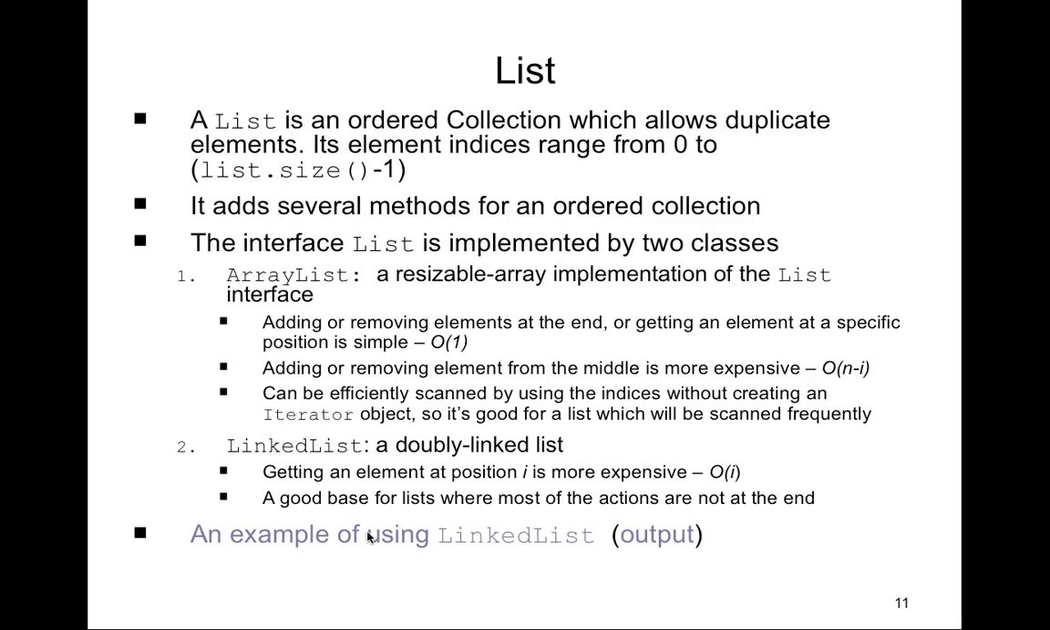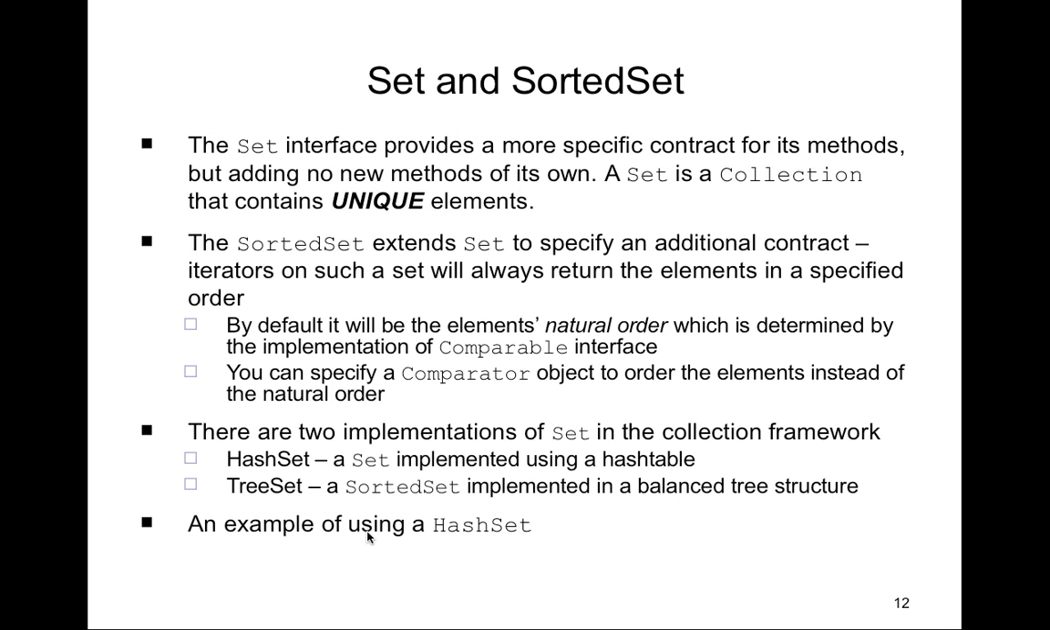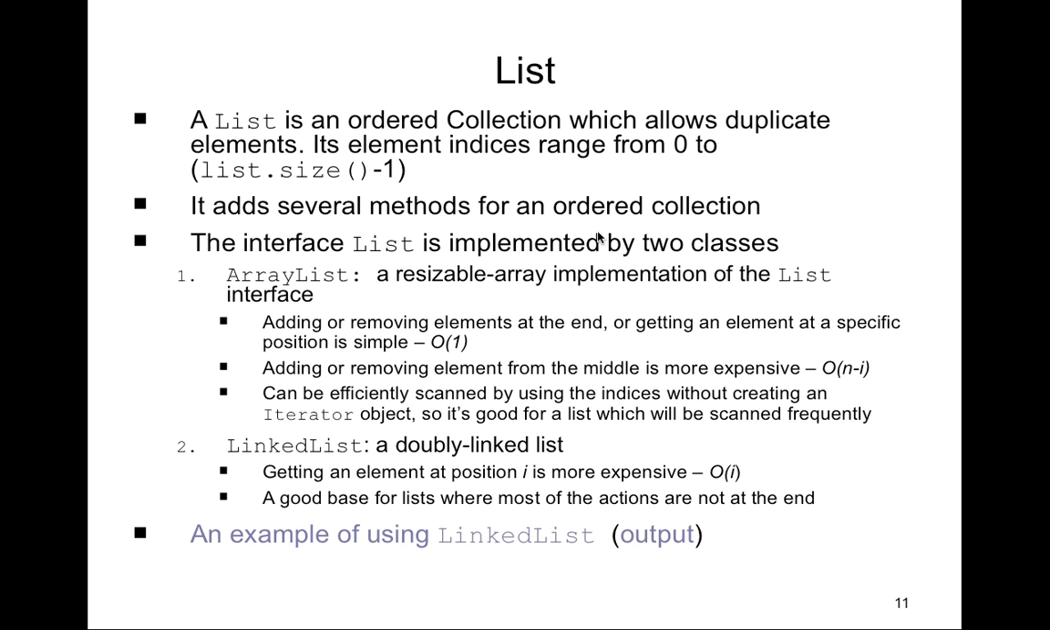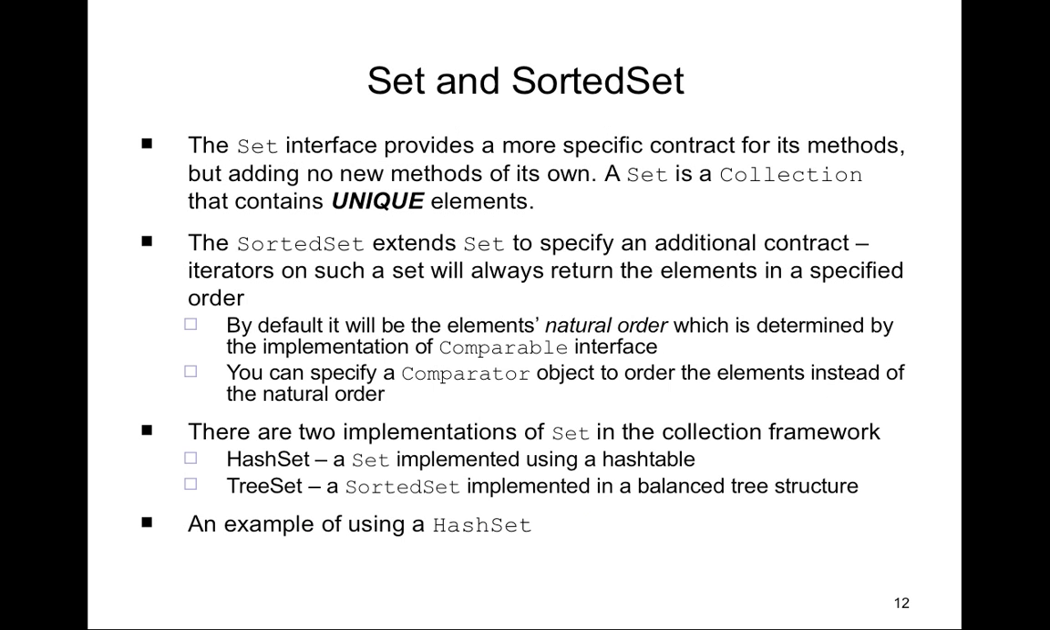Back here. Here we go. So the set interface provides a more specific contract for its methods, but adds no methods of its own. It's just a set. A set is a collection that contains unique elements. So in the list you can actually have items that are duplicate values, because we're not keeping track of each item by the item, we're keeping track of it by an index. So whether you use a linked list or a regular old array list, you can have duplicates all over the place.